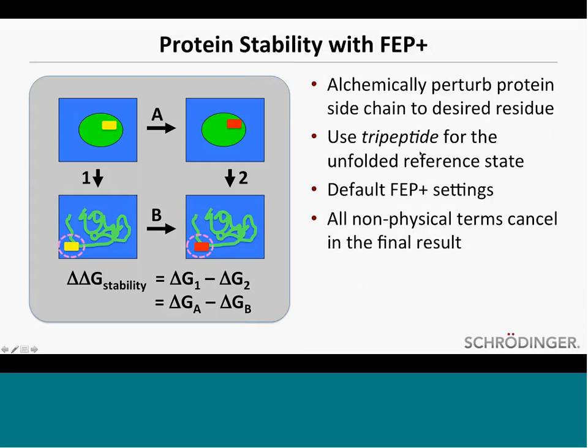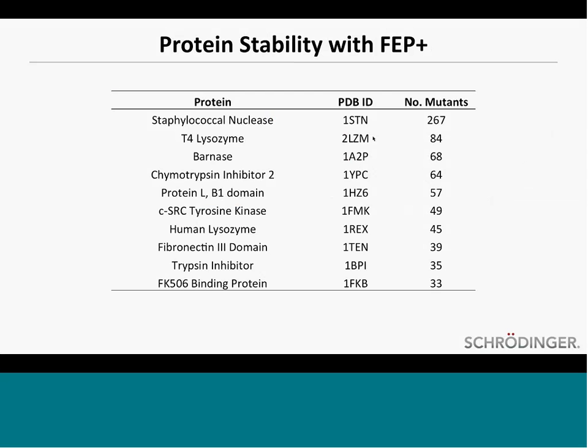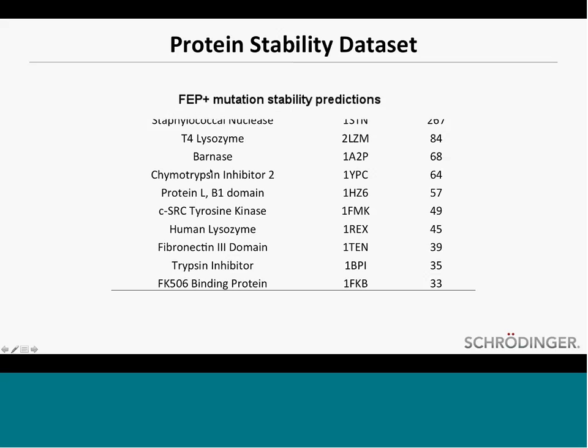We use a very simple model system as a reference state for the unfolded form, in this case a simple tripeptide, a glycine, X, glycine residue. It seems to be a good approximation for the unfolded state. This is the data set that we've looked at. There's a lot of data on mutations that improve the stability, for example, of nuclease and lysozyme. These are very famous test systems for studying protein stability.